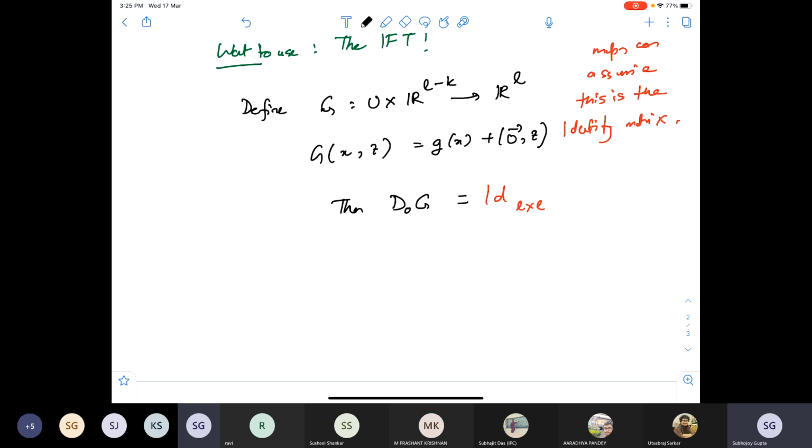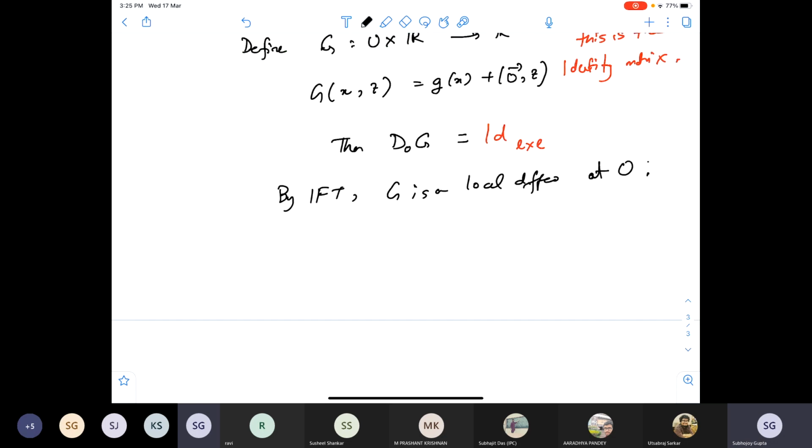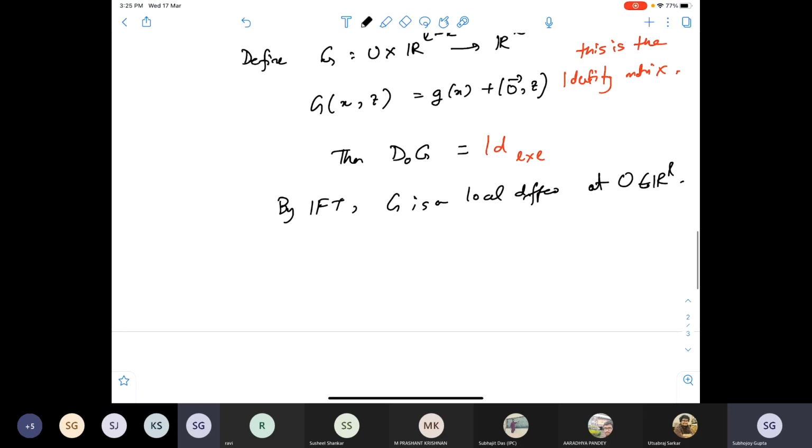Now that you've gotten something which has an invertible derivative at the point 0, by the inverse function theorem, G is a local diffeomorphism at 0. And this 0 is in R^L. So from R^L to R^L, it's a local diffeomorphism.